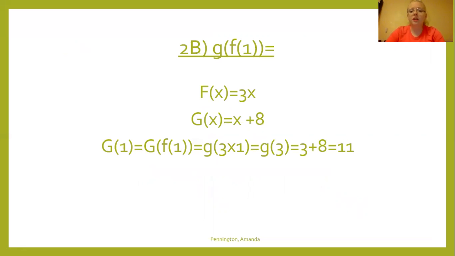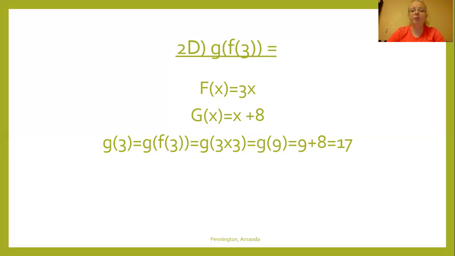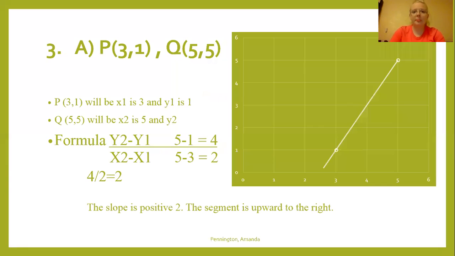Then for 1, 3 times 1 equals 3, and 3 plus 8 equals 11. Then we're going to have 3 times 2 equals 6, and 6 plus 8 equals 14. Now we're going to have 3. So 3 times 3 equals 9, and 9 plus 8 equals 17.